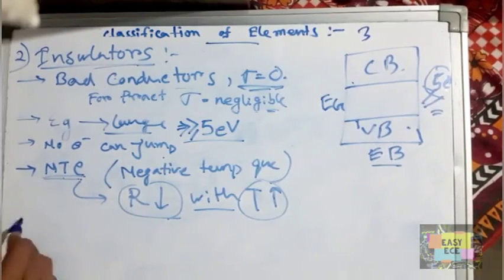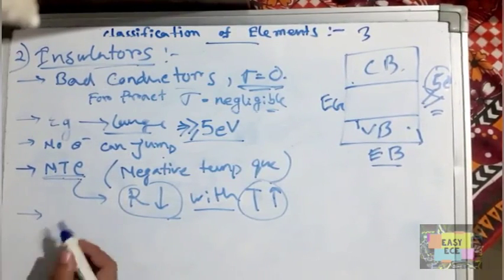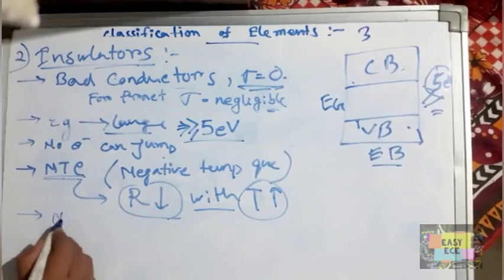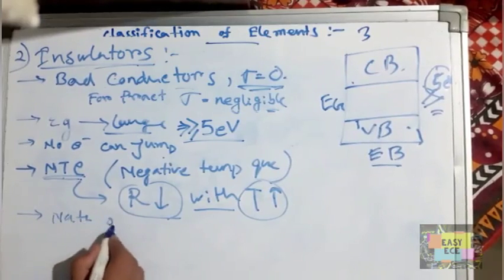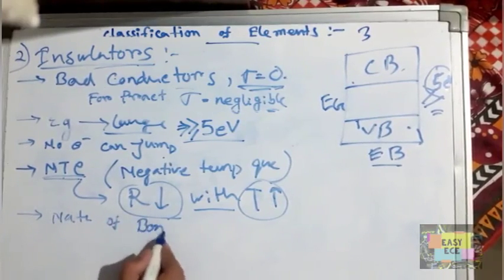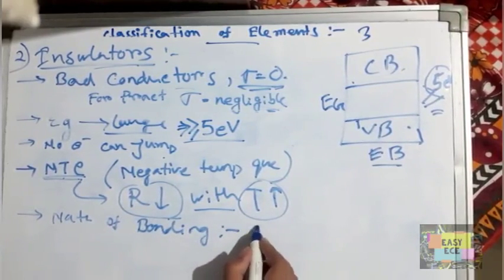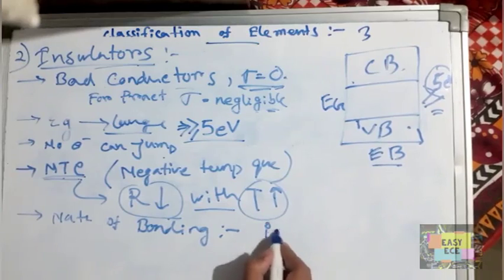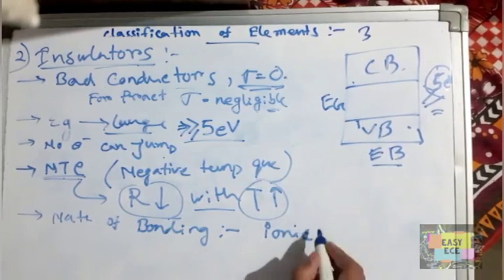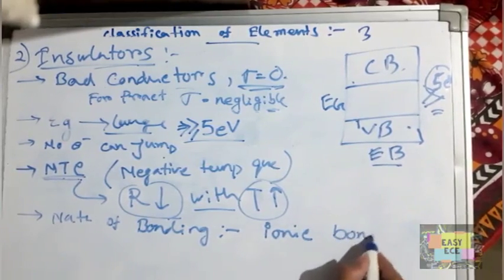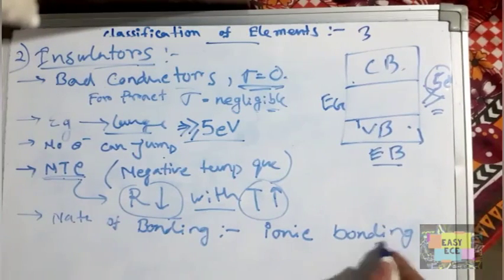Now, what is the nature of bonding? In metal, the nature of bonding is metallic, but in an insulator, the nature of bonding is ionic. I-O-N-I-C, ionic bonding. So this is the nature of bonding for the insulator.